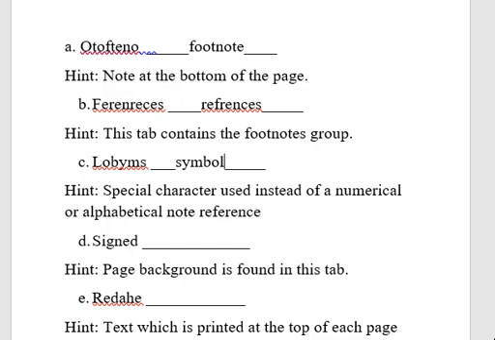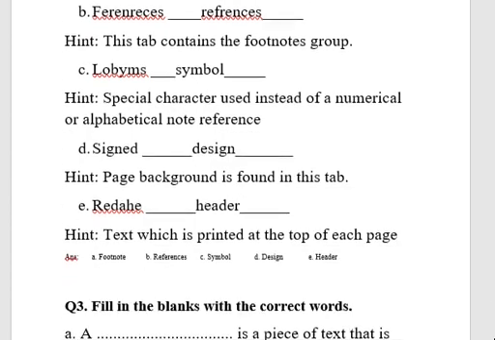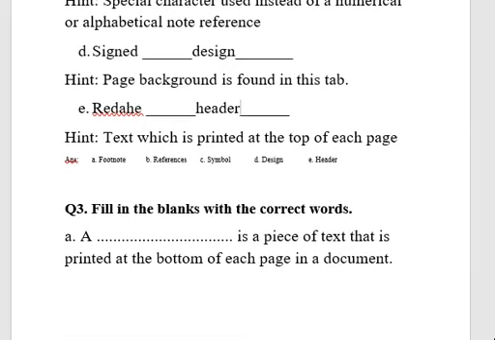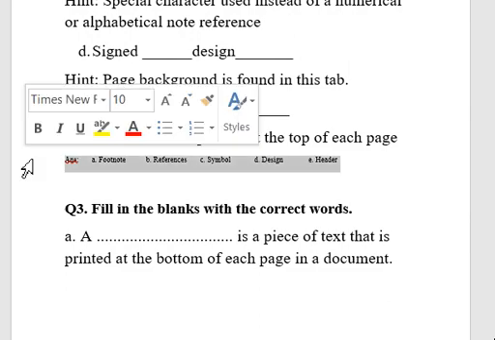Then comes signed. Although it is already a word, if we go for the hint, page background is found in this tab. So it will be design tab. Okay. And the text which is printed at the top of each page is header. Don't go for the spellings. First read the hint, then arrange the spellings in your mind and then write header. If you go for the hint first, then you will easily find out what the word is.